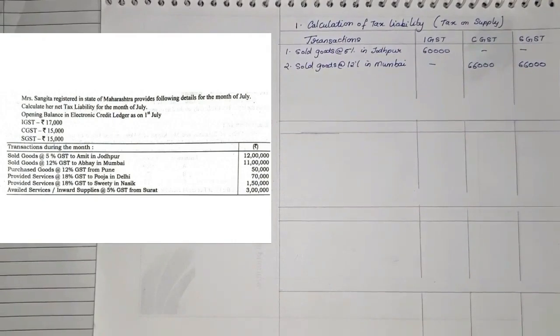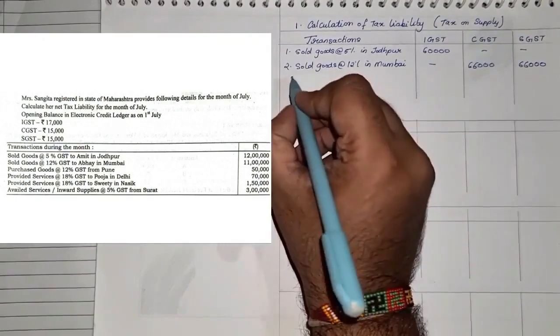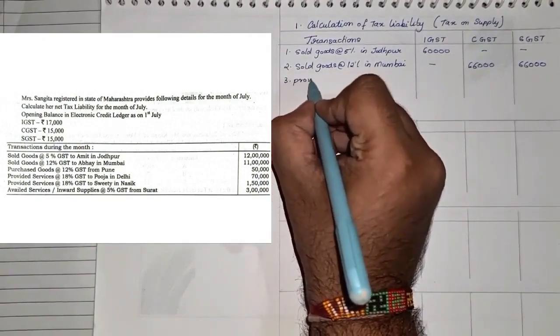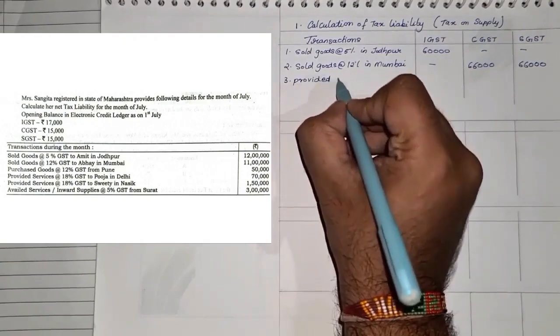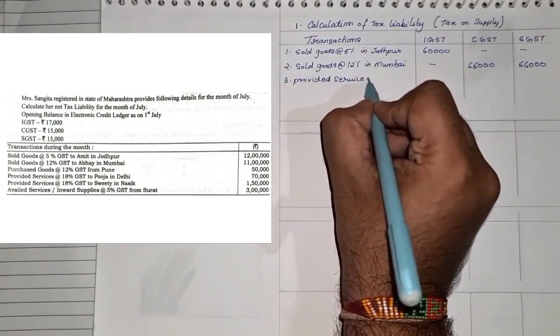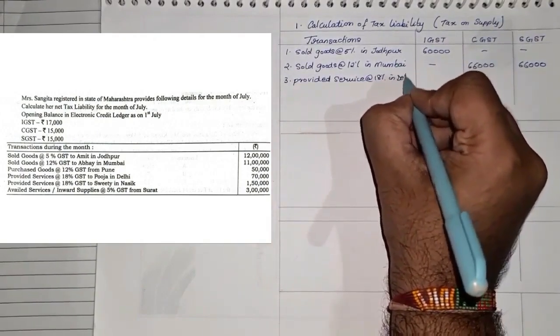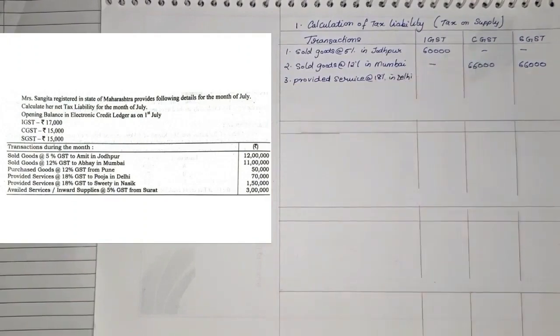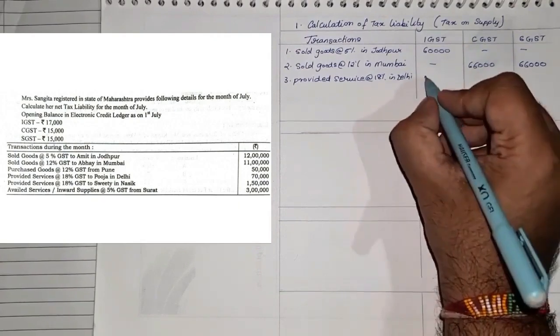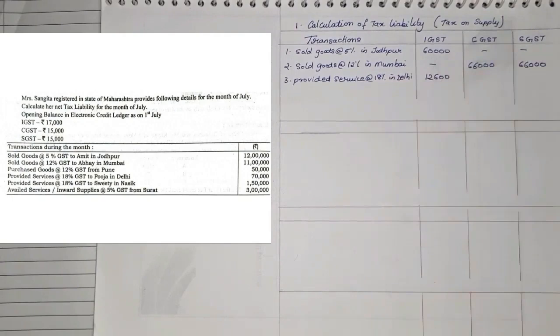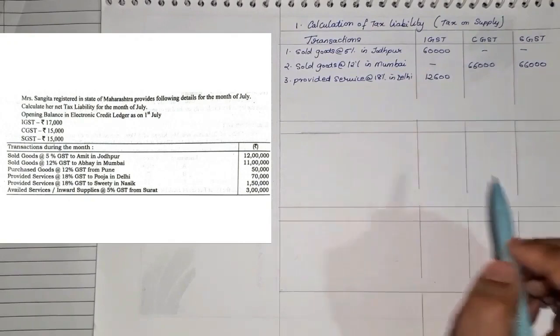If you're providing, meaning you are giving service, you're supplying, so yes, that also will come here. Third, provided services at 18% in Delhi. Maharashtra, Delhi, two different states, entire tax will be taken under IGST. So provided service in Delhi, value was 70,000. So 18% of 70,000 is 12,600. The entire amount will come in IGST.